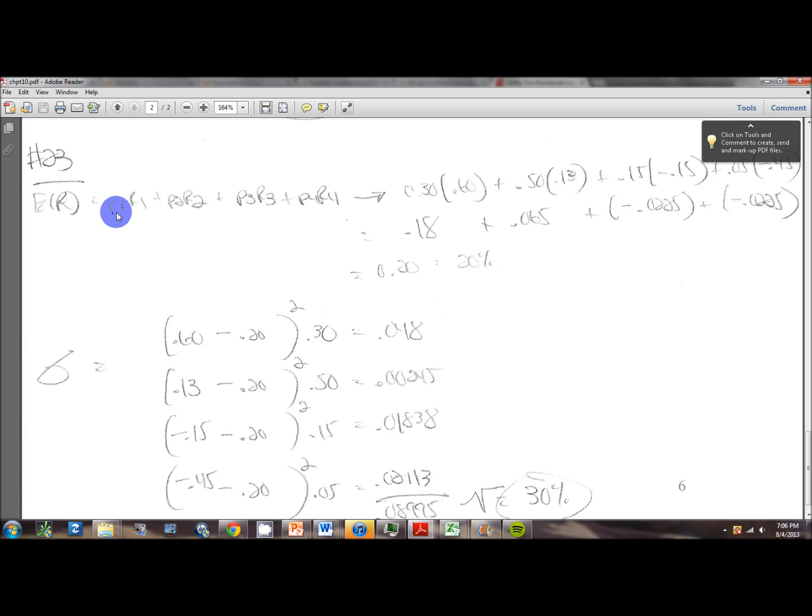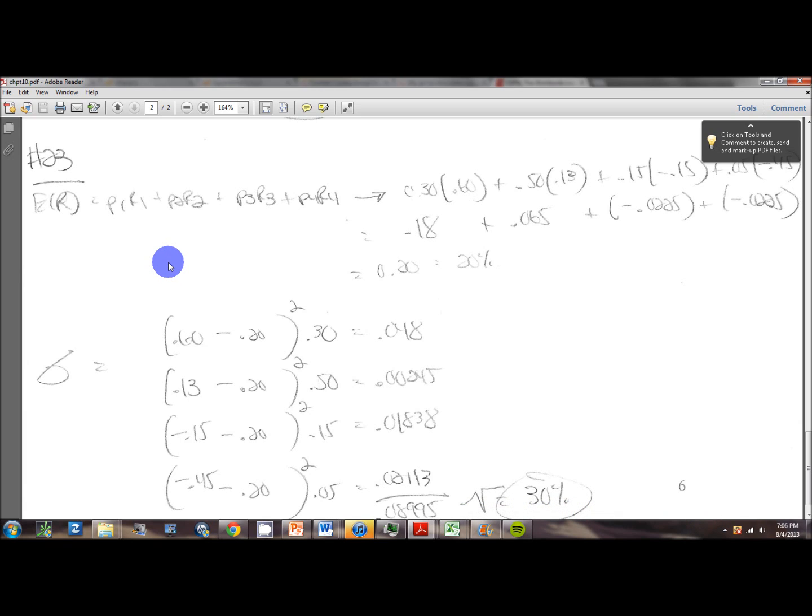I wanted to go ahead and shoot a video here for one of the Chapter 10 problems. And as you can see here on my screen, I have number 23 up and ready to go. So I thought this would be a good problem to work through because it's a very basic standard expected return and standard deviation problem, and this is something you definitely want to be pretty comfortable with coming out of Chapter 10.